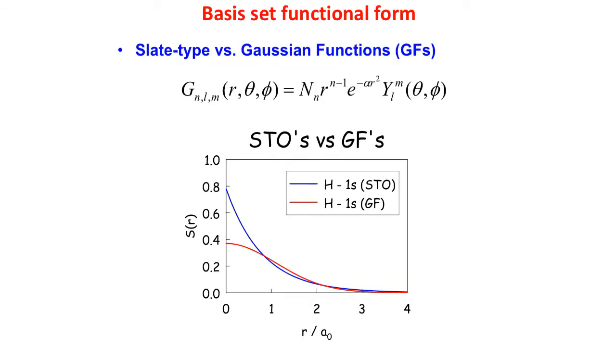What this slide here is looking at is a Slater-type orbital versus the Gaussian function. The Slater-type orbital is slightly more what we're trying to mimic here with our Gaussian function. You can see one Gaussian function isn't really replicating that blue curve very well.